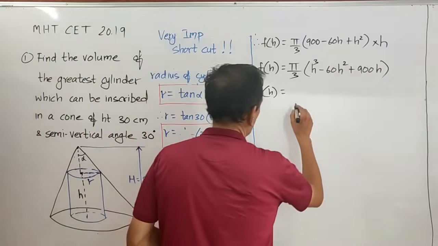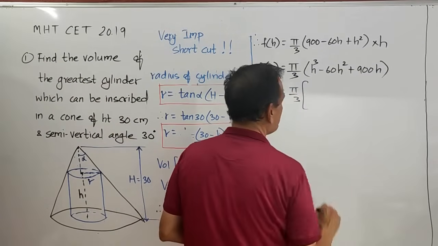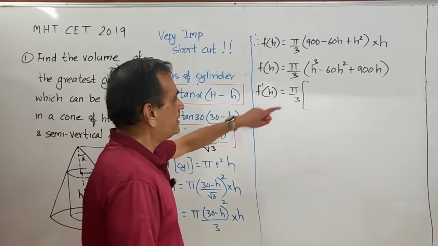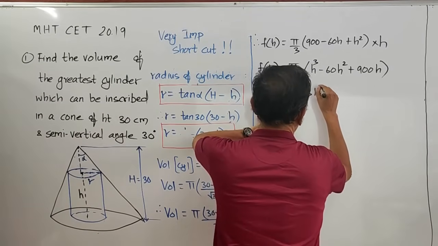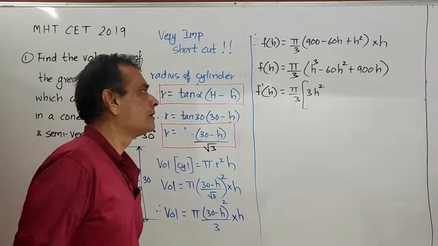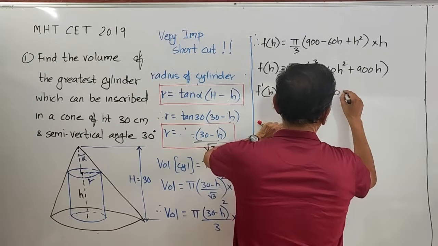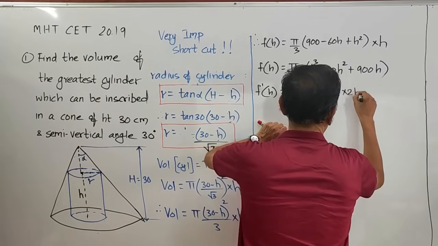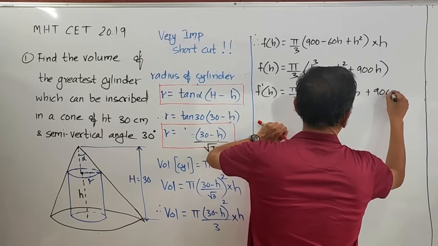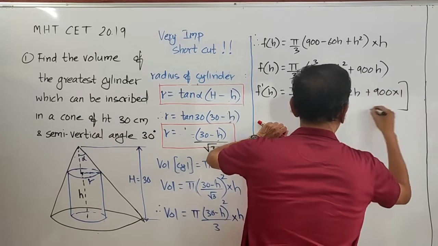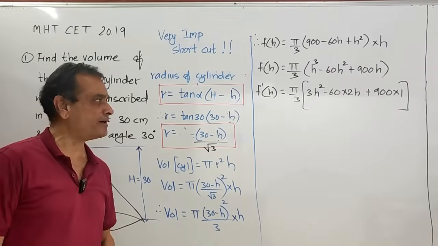I'll differentiate. π/3 is a constant. It is just like differentiating with respect to x. Derivative of x cube is 3x squared, so this will be 3h squared. 60 is a constant. Derivative of h squared is 2h. Plus 900 is a constant. Derivative of h is 1. Differentiate with respect to h means derivative of h is 1.